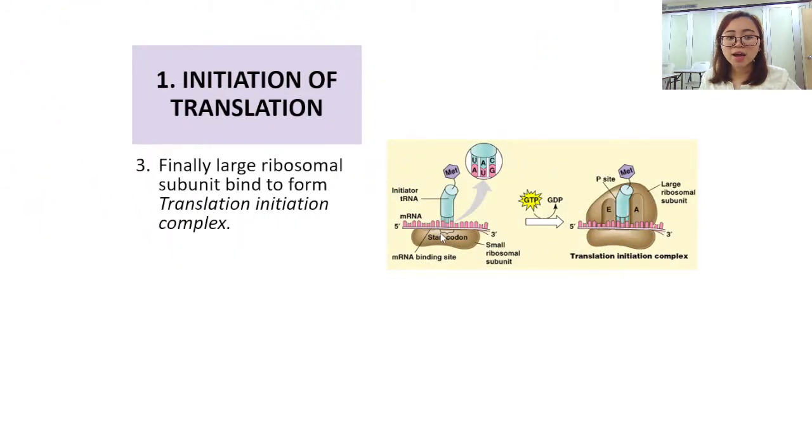And then, finally, you will have your large ribosomal subunit bind to form translation initiation complex. So, bawah dulu, kemudian initiator tRNA, kemudian ditutup dengan large ribosomal subunit. Bila large ribosomal subunit sudah datang dan gabung begini, ini digelar sebagai translation initiation complex. Perkumpulan ataupun kompleks untuk memulakan translation.